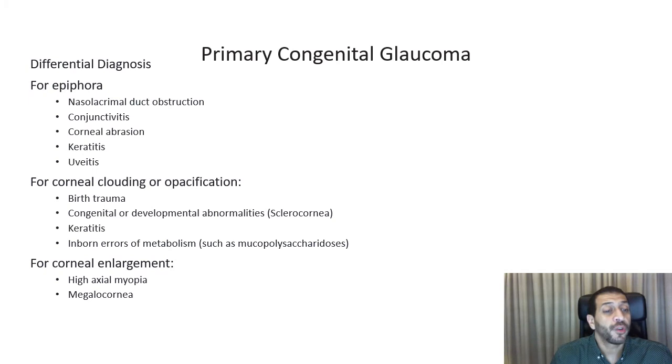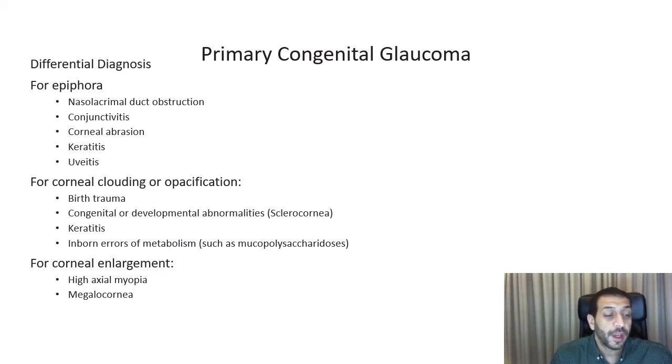Corneal clouding or opacification can happen from birth trauma, or from some congenital conditions like sclerocornea, or from an inborn error of metabolism, mucopolysaccharidosis. All the diseases of mucopolysaccharidosis can cause corneal clouding, which may mimic primary congenital glaucoma, but it will not have the enlarged eye and the epiphora.